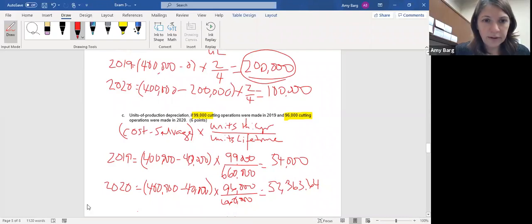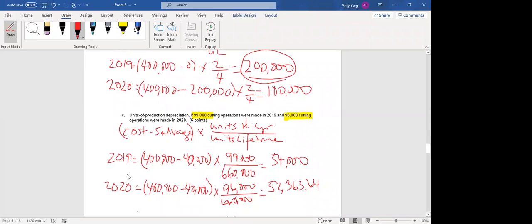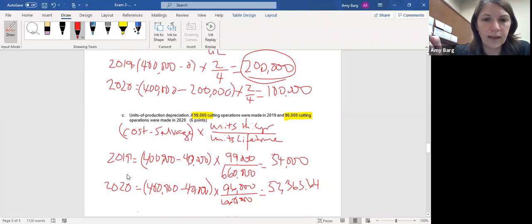Yeah, sure. Okay, so for units of production, you're basically finding out how much per unit, like what the depreciation is per unit. So the cost minus the salvage is like the same as for the straight line.